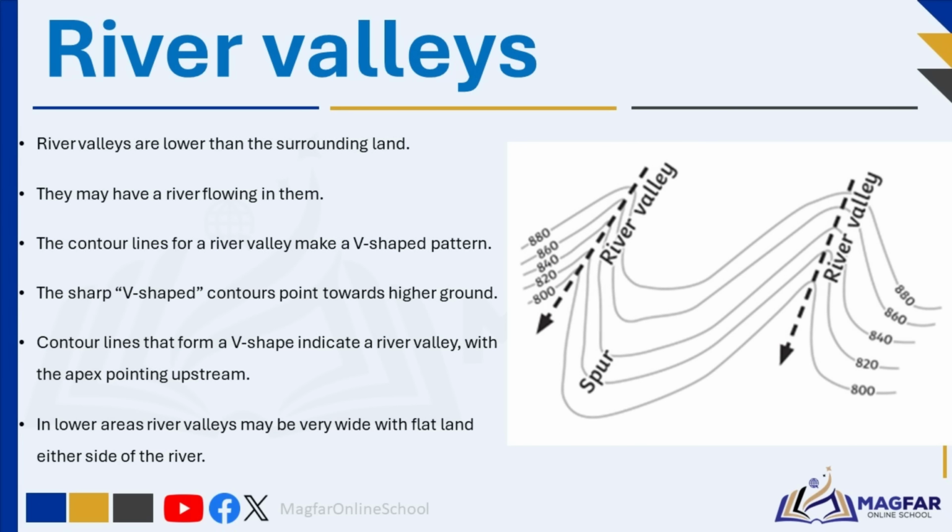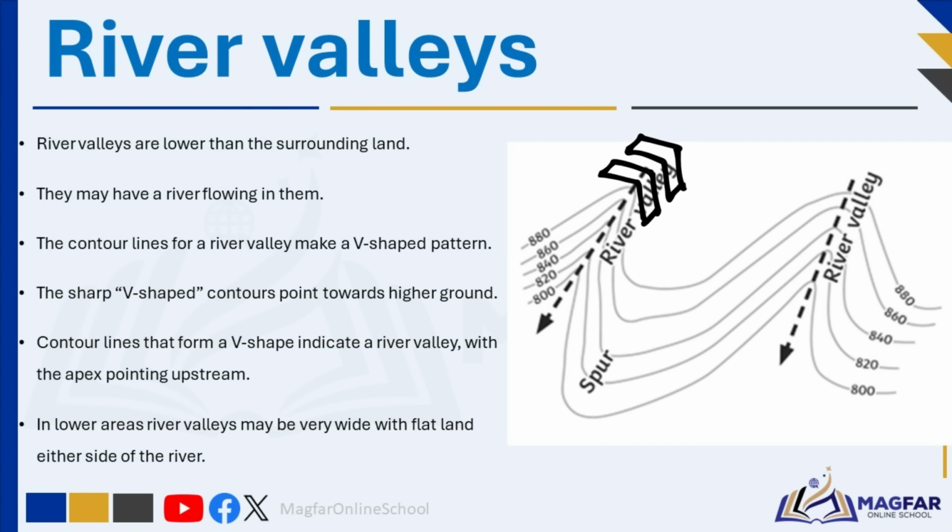Let us move on and talk about river valleys and contour lines. River valleys are lower than the surrounding land. They may have a river flowing in them. In mountain areas, river valleys have steep sides. The contour lines for a river valley make a V-shaped pattern.